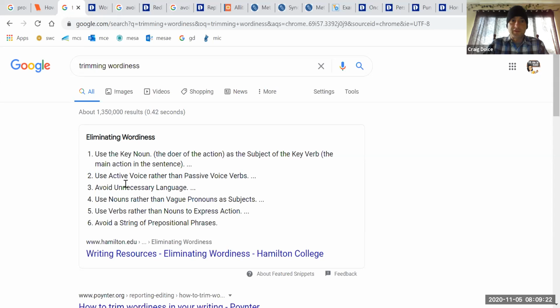Use active voice, use nouns rather than vague pronouns, use verbs rather than nouns to express action. Avoid unnecessary language, and use the key noun as the subject and the key verb as the main action of the sentence. So you've got a link here if you'd like, hamilton.edu, eliminating wordiness.